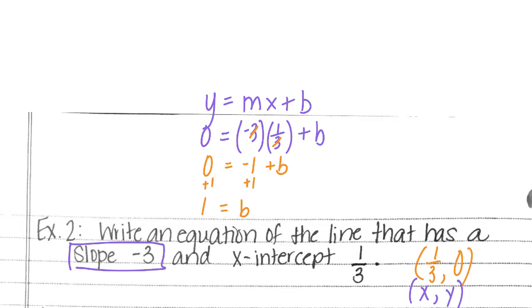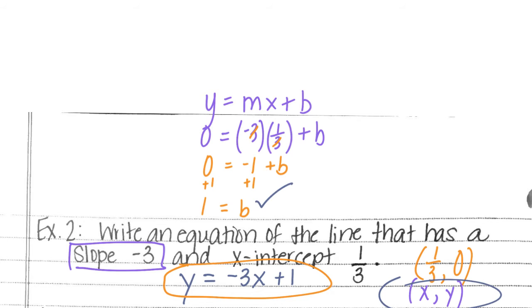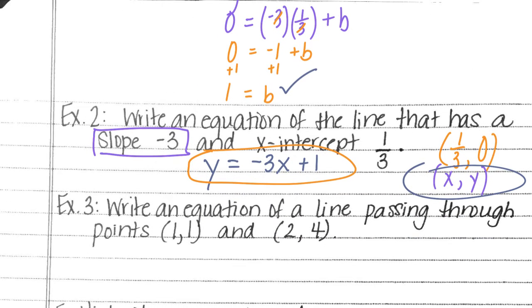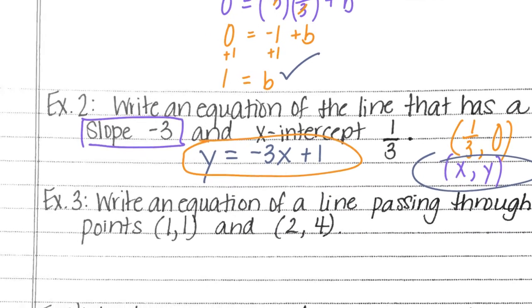Is that my answer? No, that's not my answer. My answer is going to be y equals -3x plus 1. So notice I had to solve for b by plugging in an x, y point, and then I can just fill the slope in. The last kind that we're going to do right now is I'm given 2 points.